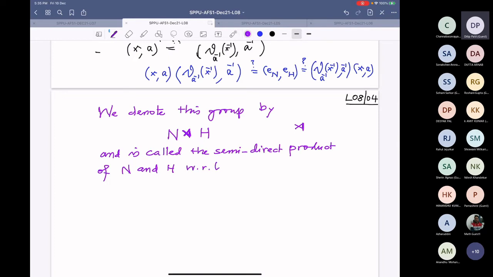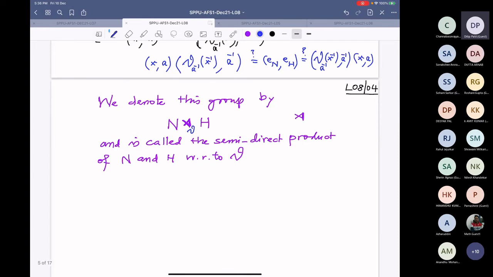with respect to theta. See, theta plays a very important role, and theta is an action of H on N by automorphisms. And therefore, some people will also write theta here, just to remember what that action is. But if your action is fixed, in order to have cleaner notation, you just drop that in the notation, but you have to remember that it is also playing an important role in the group structure of G. And now what we have to check?